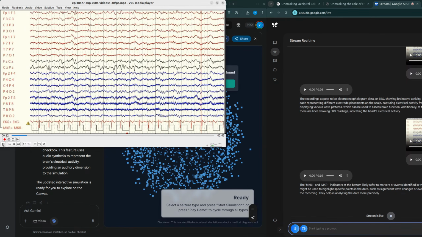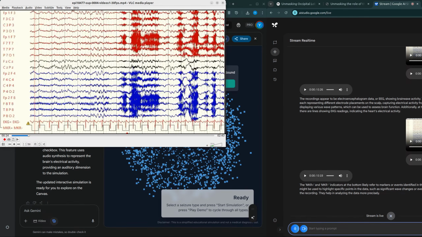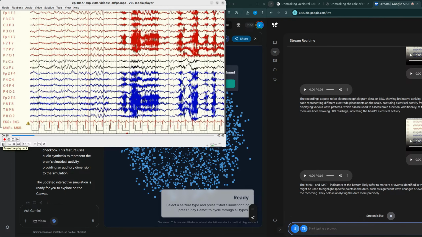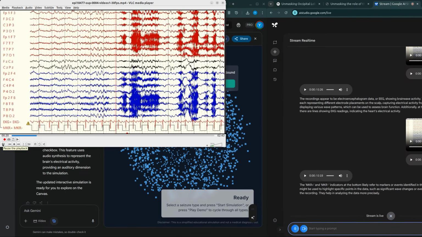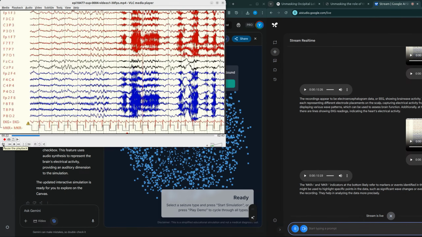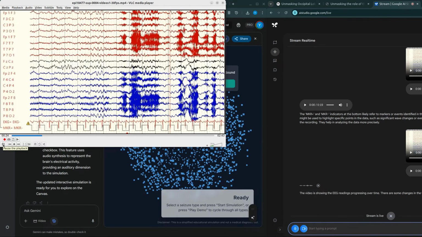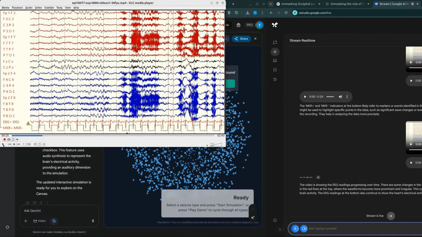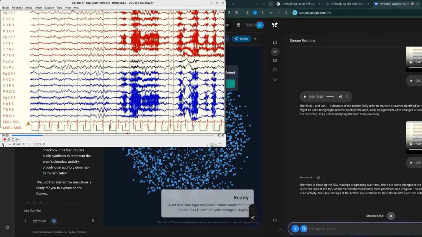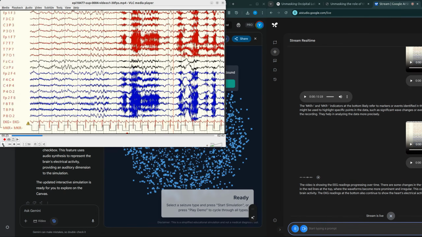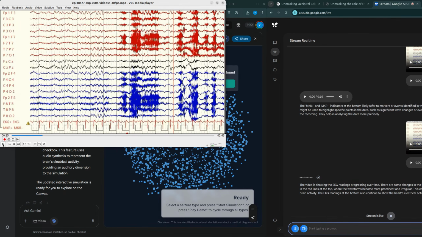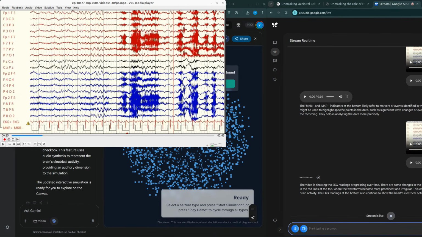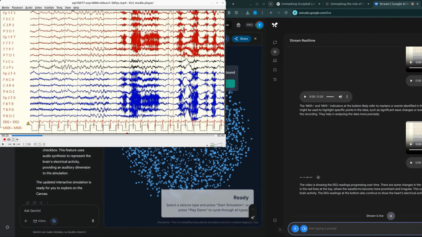Okay, so I'm playing the video now. Can you explain what's coming? Can you see what's coming in the video? What's happening now? The video is showing the EEG readings progressing over time. There are some changes in the wave patterns, particularly in the red lines at the top, where the waveforms become more prominent and irregular. This could indicate changes in brain activity. The EKG readings at the bottom also continue to show the heart's electrical activity.